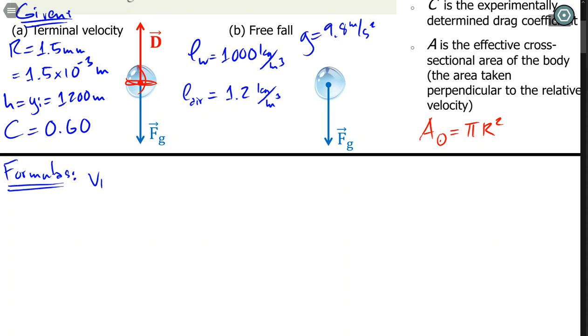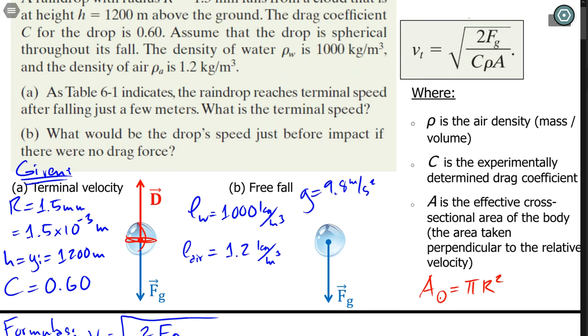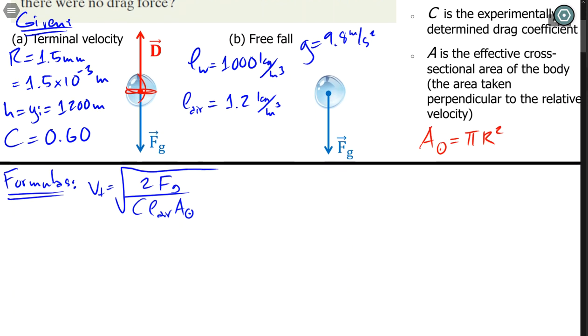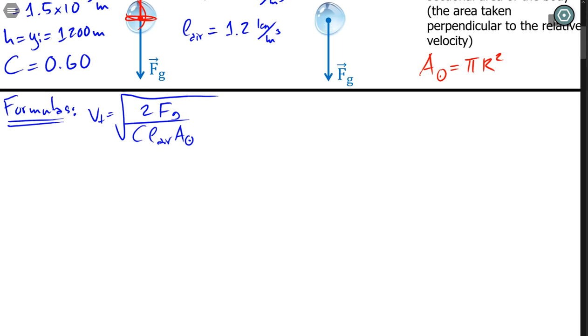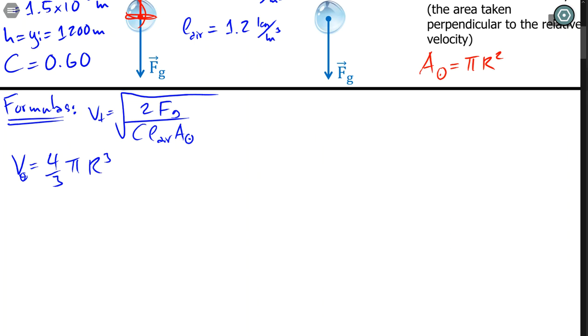Okay, the formula for terminal velocity. And then I'm going to double check. That's the air density, and this is the cross-sectional area. That's a circle. Boom. C, rho, A. We're also going to need the formula for the volume of a sphere. We're assuming that all raindrops are spheres. It's not a teardrop like what you would see in cartoons.